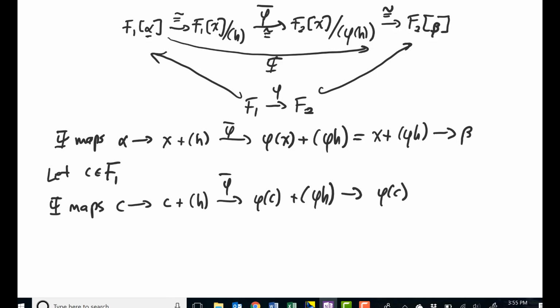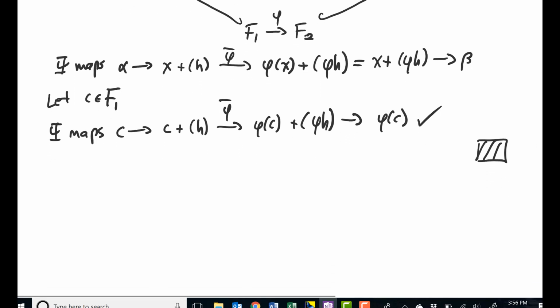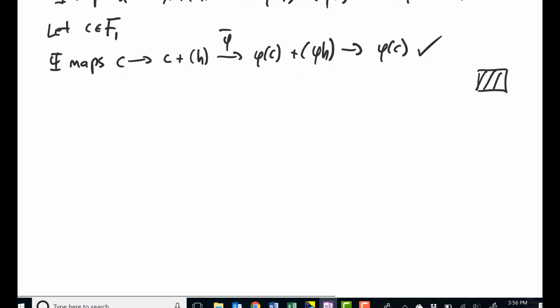And that means that capital psi does the exact same thing as little phi on the base field, which is the last condition we needed. So that'll end the proof. Okay, so that's our big theorem. I'm going to use that heavily in the next section.